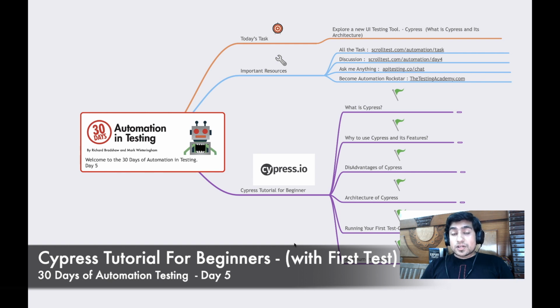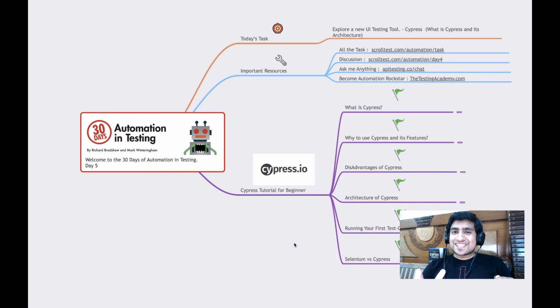Today we are going to explore a new UI testing tool called Cypress, and we are going to discuss the advantages, disadvantages, as well as the major features of Cypress and why you should start using Cypress in that case. And I'm going to explain one of the demos, and we are going to run a demo also, right? If you're excited to learn this new tool, especially on this day 5 of this automation journey, let's get started.